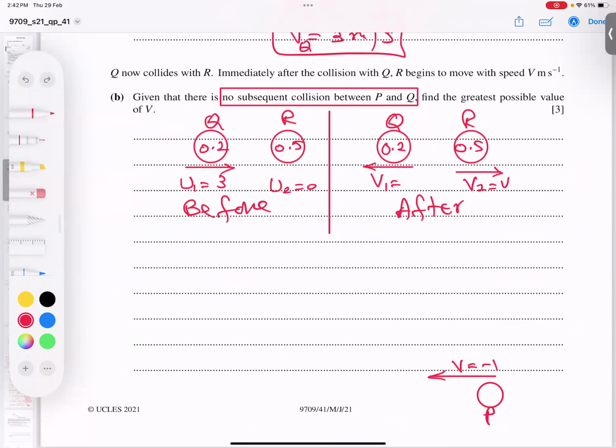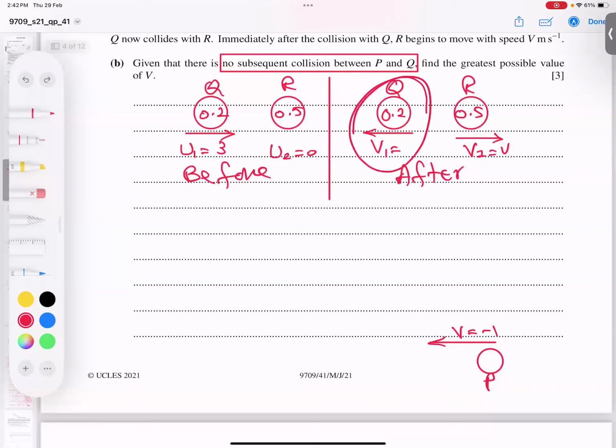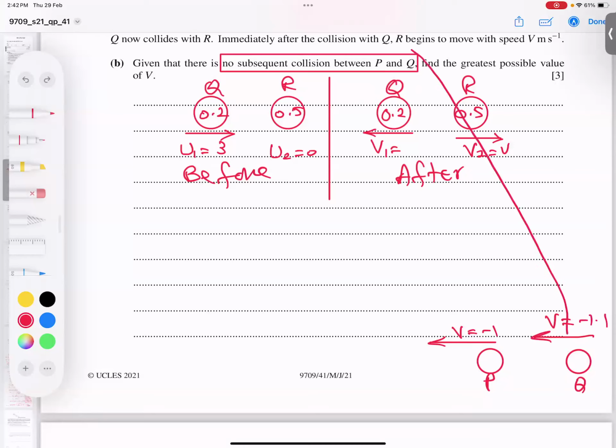Okay, but the question comes, if this speed is crossing -1. For example, this Q is rebounding after hitting with the R, it will rebound back. If the speed of this Q is, let's say, -1.1, 100% Q will hit P. But he said there's no collision after that. So my question is, can this speed cross -1?